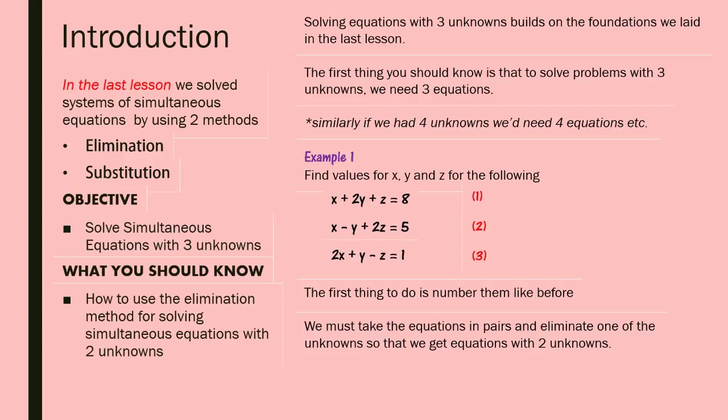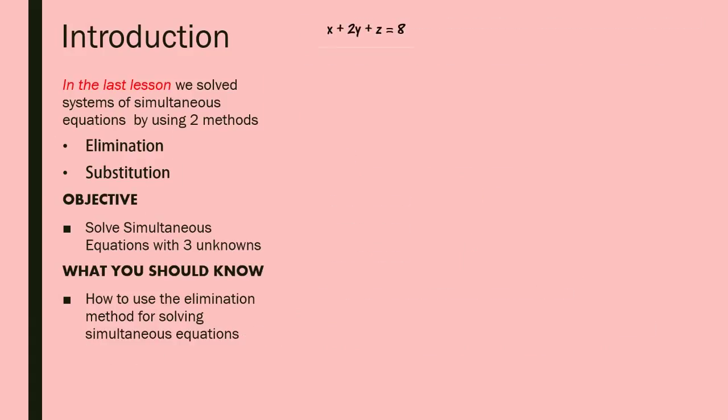What we're going to do is take these equations in pairs. So we're going to take two at a time and eliminate one of the unknowns. If we can eliminate one of the unknowns, we'll end up with equations with two unknowns, and we already know how to solve those. A lot of words to explain what that is, but hopefully it'll make sense after a while.